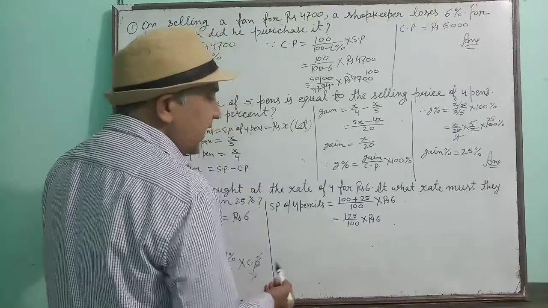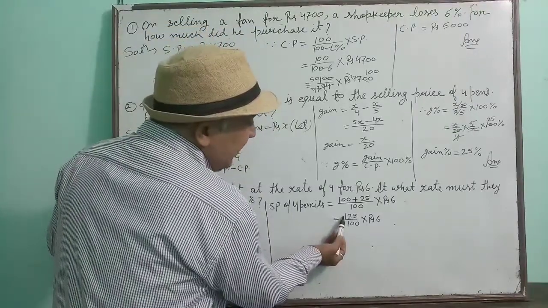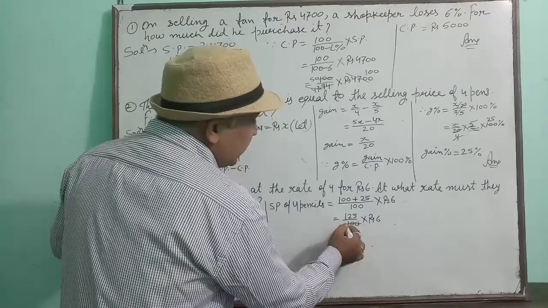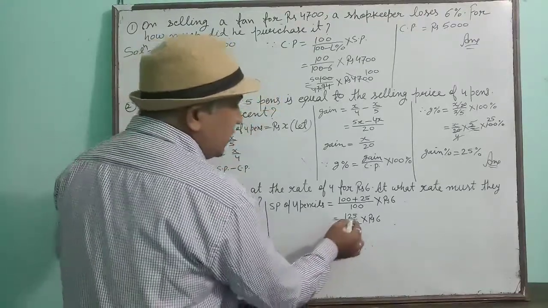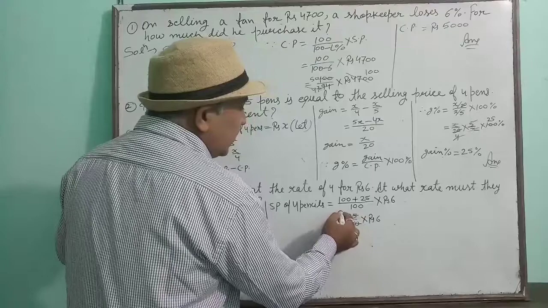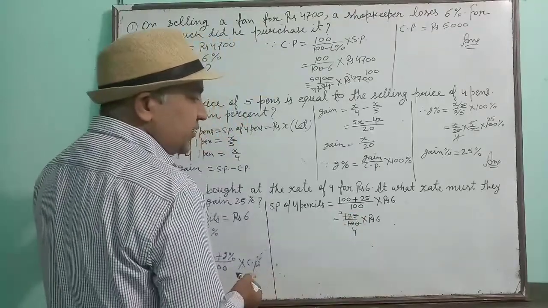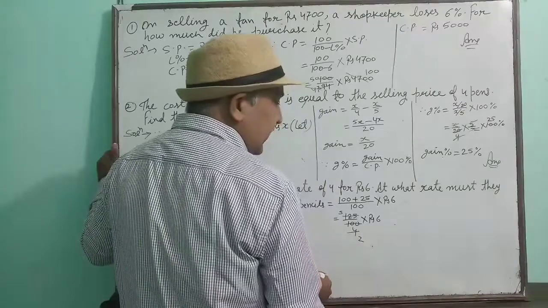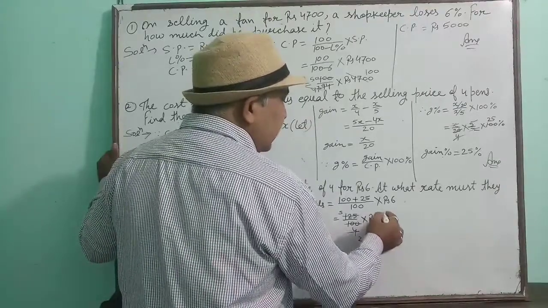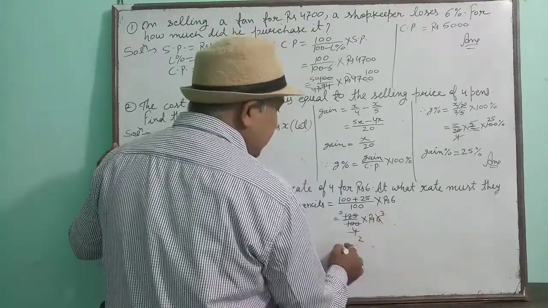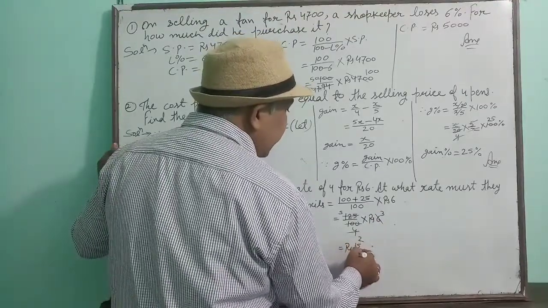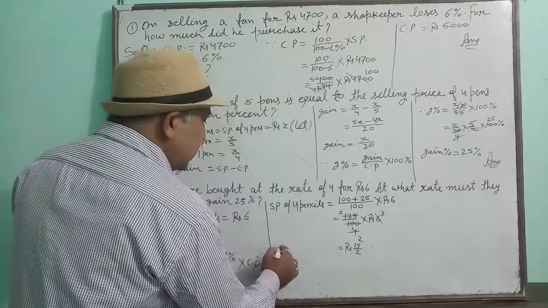Now you can see that 25 can divide 125 also, 100 also. 25 dividing 100 gives 4, 25 dividing 125 gives 5. Now 2 dividing 4 gives 2, and 3 times 2 is 6. So that means we have 15 by 2 rupees.